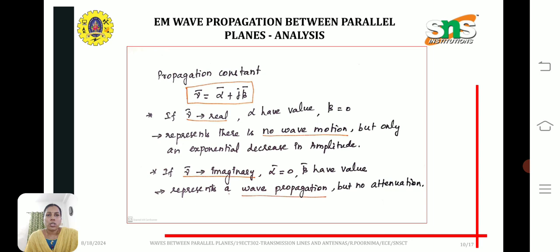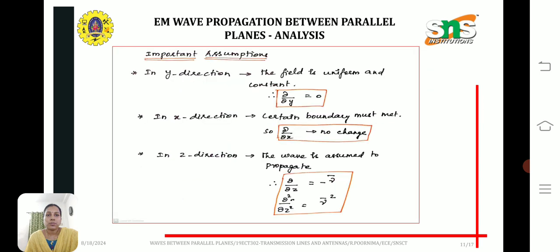Here the propagation constant gamma equals alpha plus j beta. Gamma is real if alpha has a value and beta equals 0. It means there is no wave motion but only an exponential decrease in amplitude. And if gamma is imaginary, alpha equals 0 and beta has a value, it represents wave propagation but no attenuation.